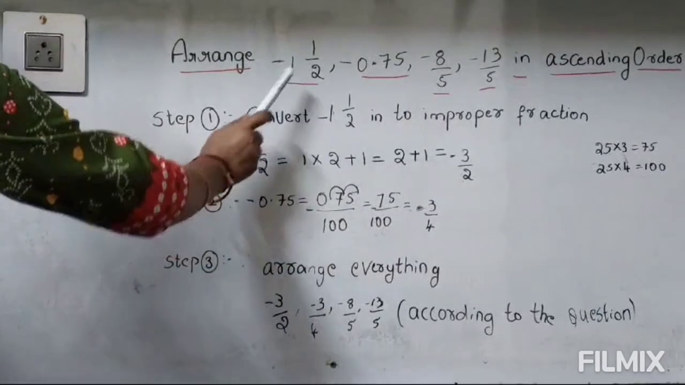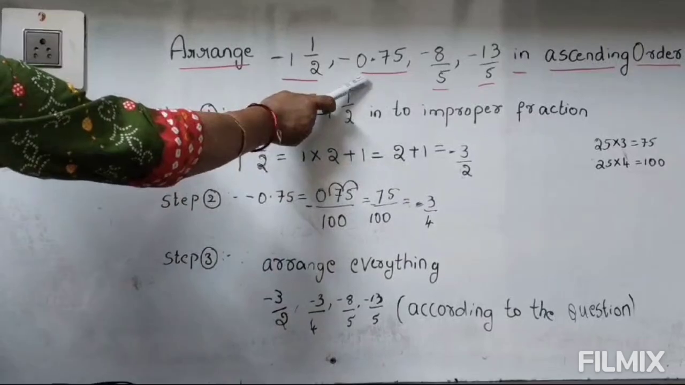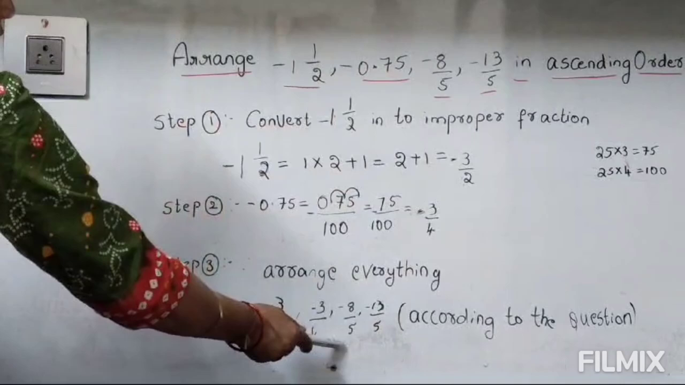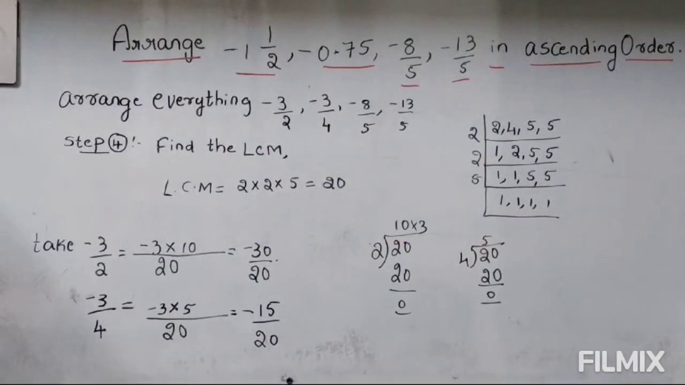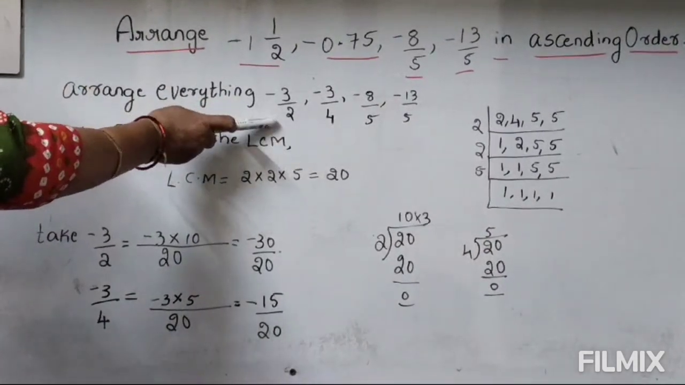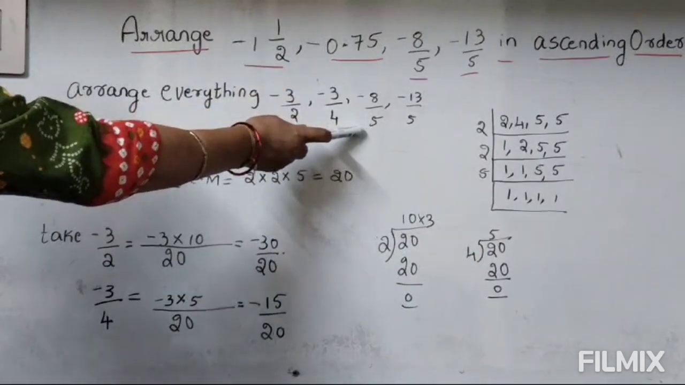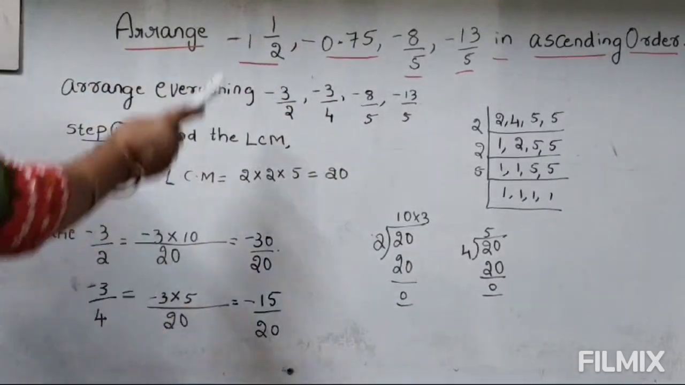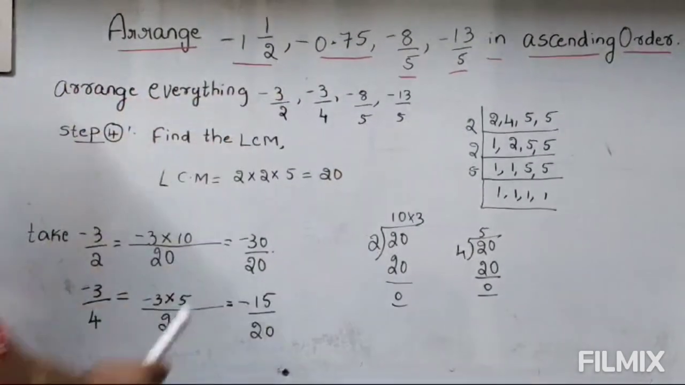So make a note. This can be written as minus 3 by 2. This can be written as minus 3 by 4. And you bring everything like this. Next step, we'll proceed. Now, as I told you, arrange everything. Minus 3 by 2, minus 3 by 4, minus 8 by 5 and minus 13 by 5 as given in the question. This I have converted, this I have converted, this you have to retain as it is.